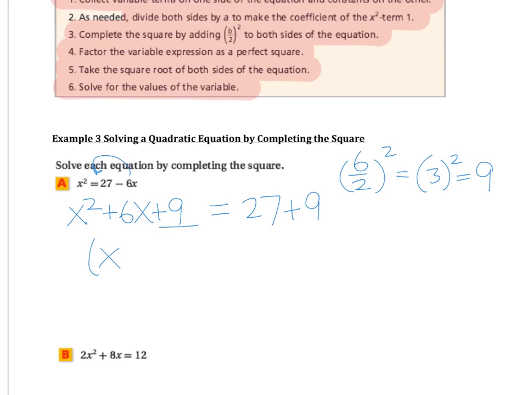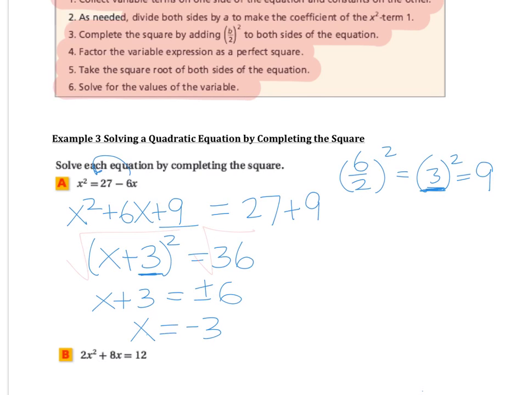Perfect square trinomial. There's the number I'm using. Take the square root of both sides. Remember the plus or minus. And then subtract 6. Remember, when they're integers, you need to do the two solutions.